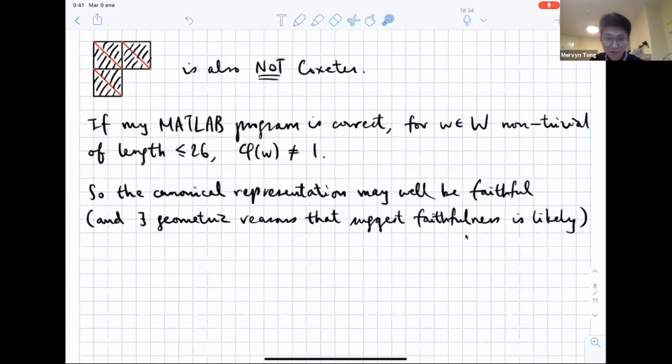Another group that I studied was this kind of corner-shaped piece, which is again not Coxeter. But again, my program shows, if it's correct, that there are no non-trivial elements up to length 26 that get sent to 1. So once again, it may well be faithful. And again, there are geometric reasons that I don't understand that suggest that faithfulness is likely.